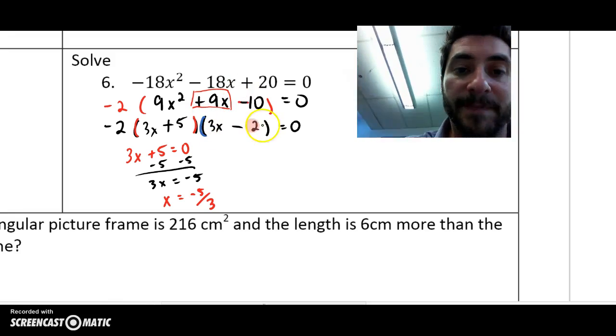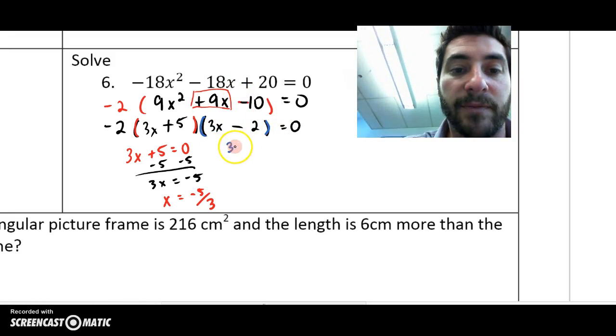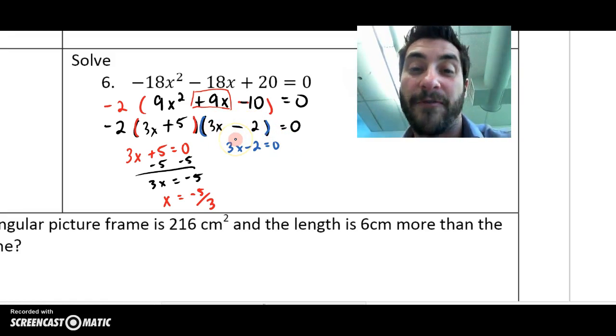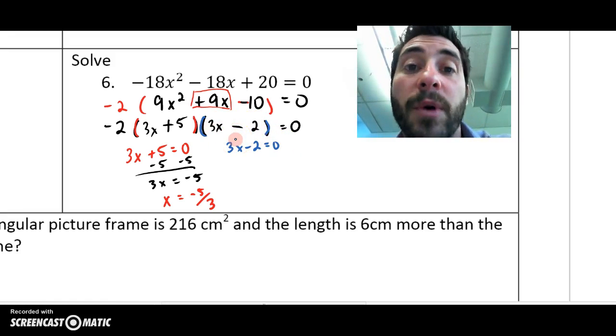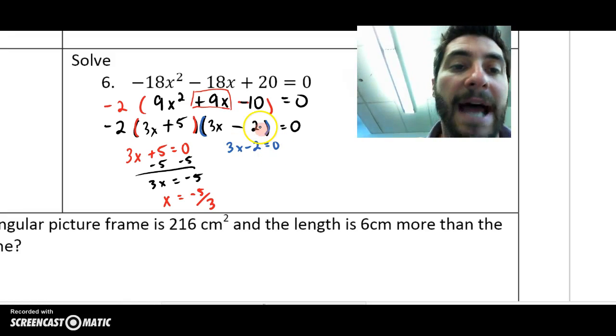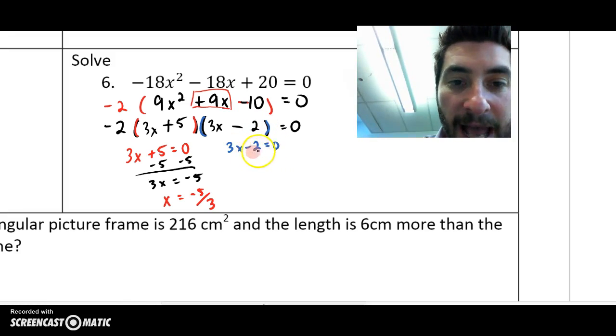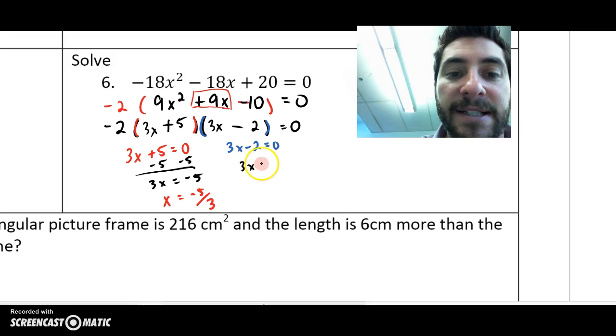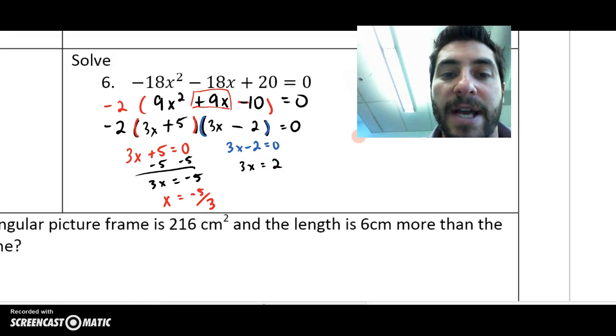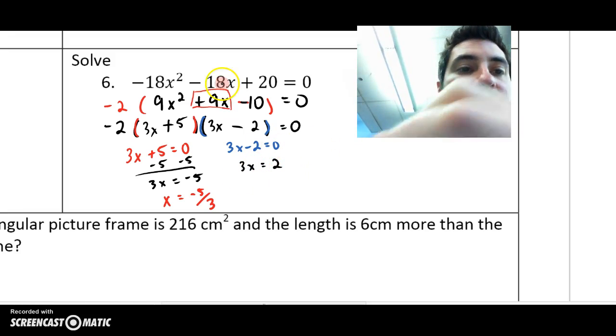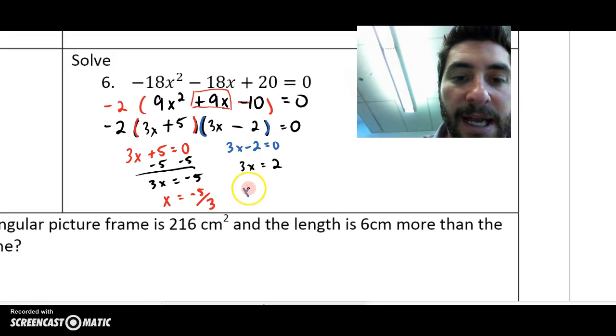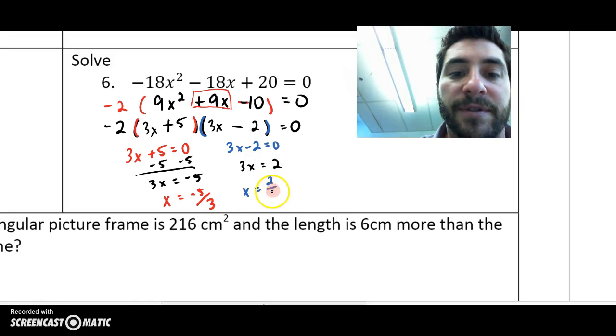What about this over here? Well, what if 3x minus 2 equaled 0? If this whole factor equaled 0, that would work. All right. So I could add 2 to both sides. Add 2 to both sides, and you would get 3x equals 2. If I divided by 3, you would end up with x equals positive 2/3.